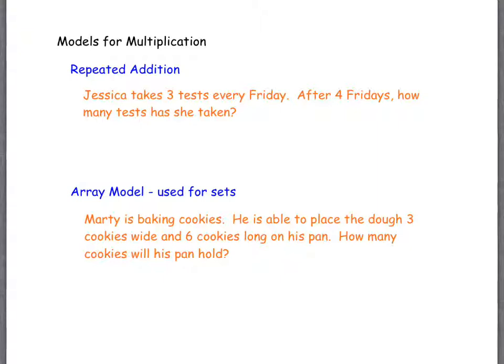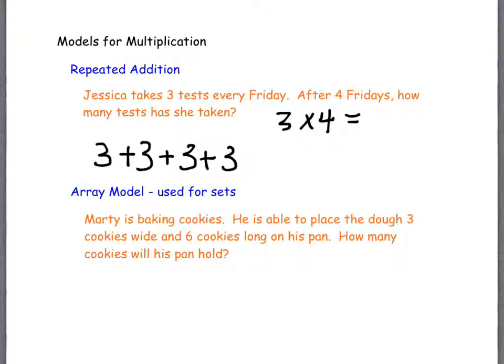The first example for repeated addition would look something like this. Jessica takes 3 tests every Friday. After 4 Fridays, how many tests has she taken? The answer, of course, is 3 times 4, but the real idea is that she has 3 this Friday, and 3 next Friday, and 3 on the 3rd Friday, and 3 on the 4th Friday. We don't like to write that out a whole bunch of times, so we have this condensed way of thinking about it called multiplication, 3 times 4, and the answer would be 12 tests. We're repeatedly adding the same number.